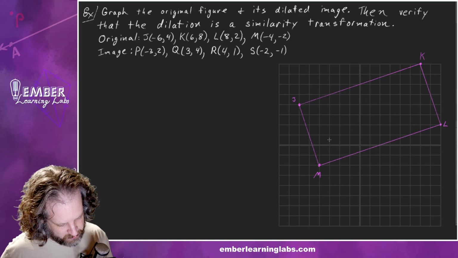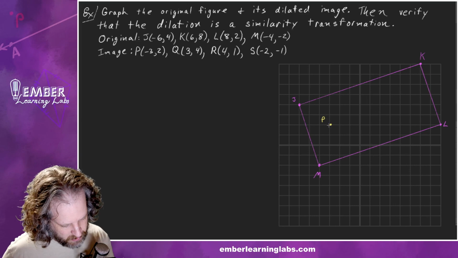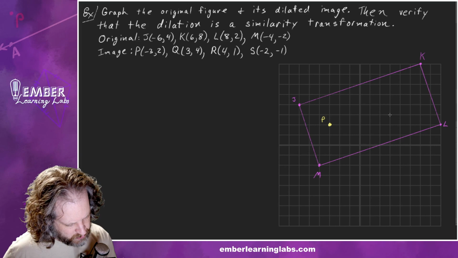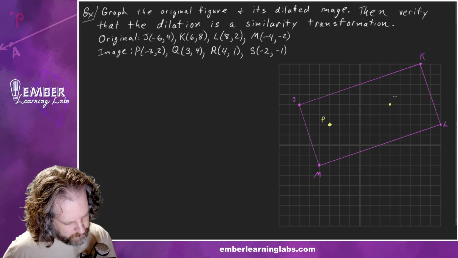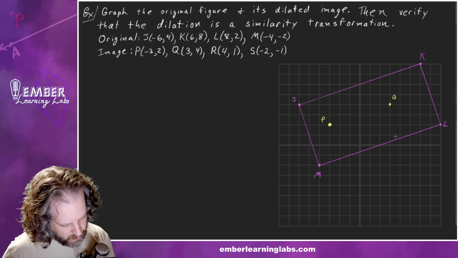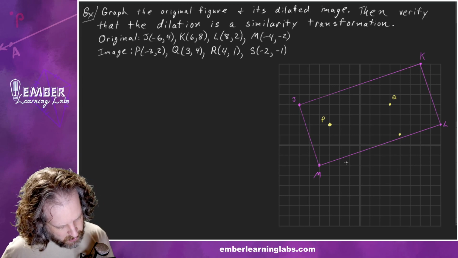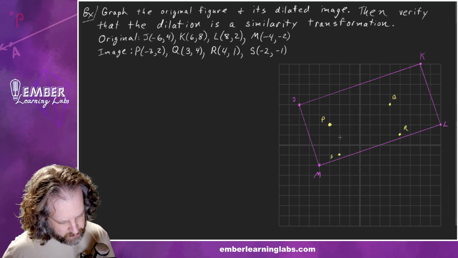So 1, 2, 3, up 1, 2, and this is P. And then 1, 2, 3, 1, 2, 3, 4. This is Q. And R is at 4, 1 right here. That's R. And then -2 and -1 is right there. And that is S. Okay.